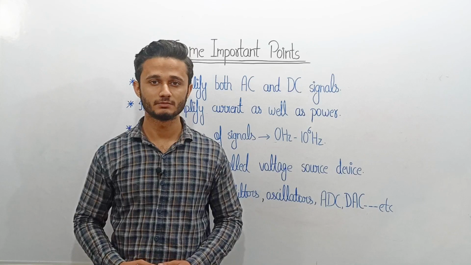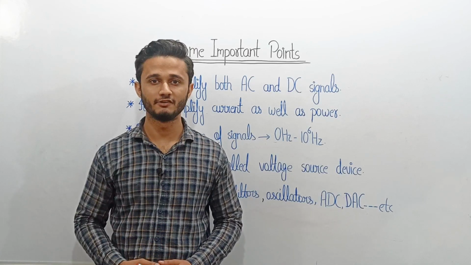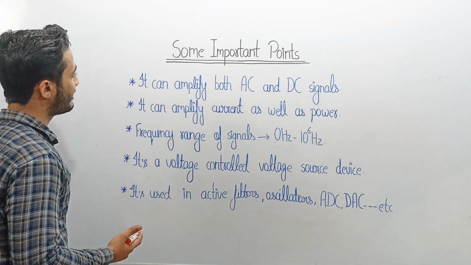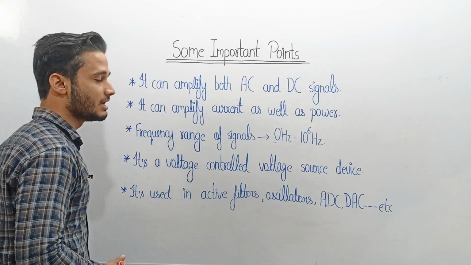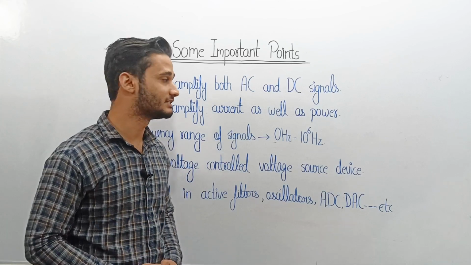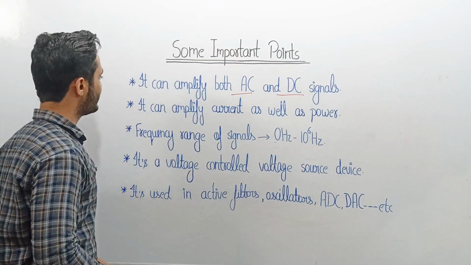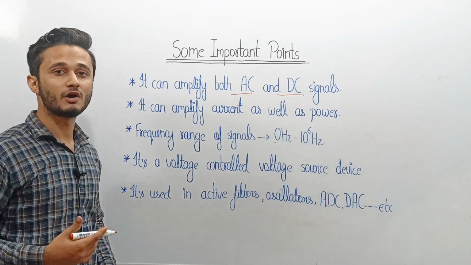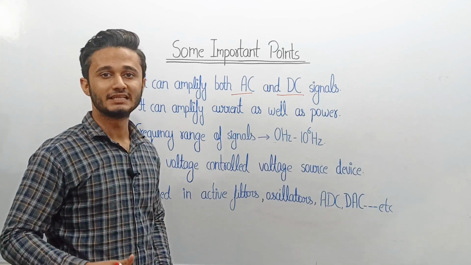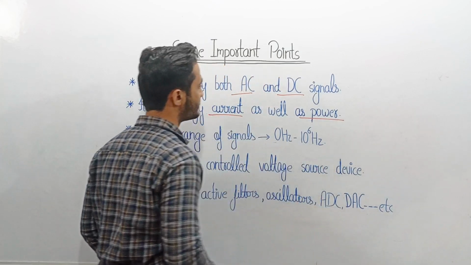Let us now talk about some important points related to operational amplifiers. These are generally asked in Viva or in entrance exams. The very first point says it can amplify both AC and DC signals. So operational amplifiers have ability to operate with both types of signals, AC as well as DC. The second point says it can amplify current as well as power. So operational amplifiers do not only amplify voltage, they can also amplify current as well as power of the signal.